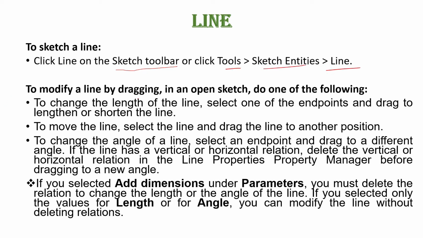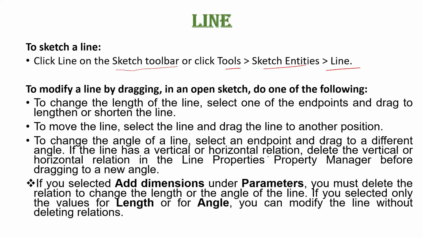To modify a line by dragging in an open sketch, do one of the following. To change the length of the line, select one of the endpoints and drag to lengthen or shorten the line. To move the line, select the line and drag it to another position. Third one is to change the angle of the line. Select an endpoint and drag to a different angle.